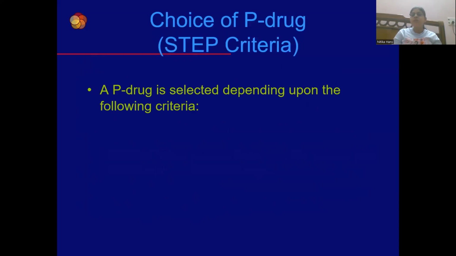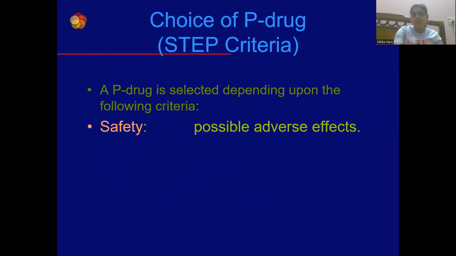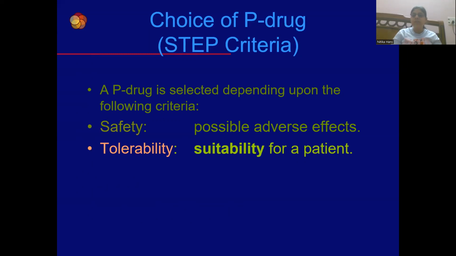Now, choice of P drug. How do we choose the P drug? A P drug is selected depending upon the following criteria. The STEP criteria. S is for safety. We look for the various adverse effects of the drug, tolerability, and suitability for the patient. For example, whether injections are suitable for the patients, or oral tablets and capsules, syrups, solutions or inhalers are more suitable.